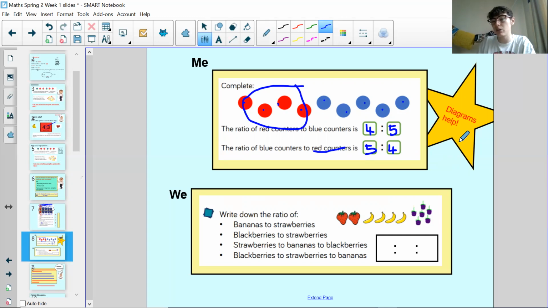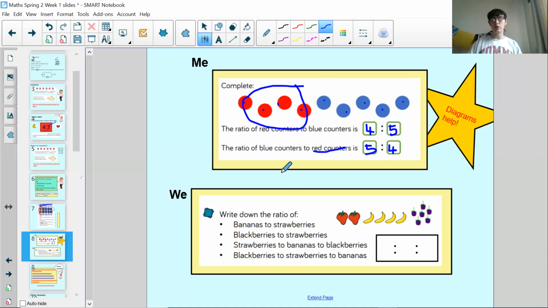And like I said in this little star here, diagrams do help. So if you ever find yourself getting stuck, don't be afraid to just draw out, scribble out a few diagrams which can help you use your for every sentences, and then you can find your ratio.